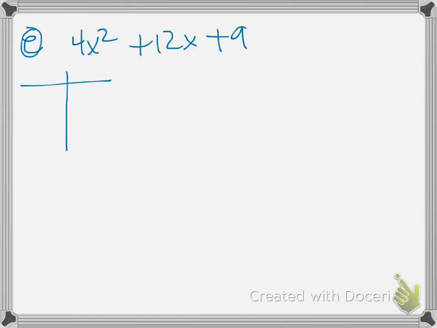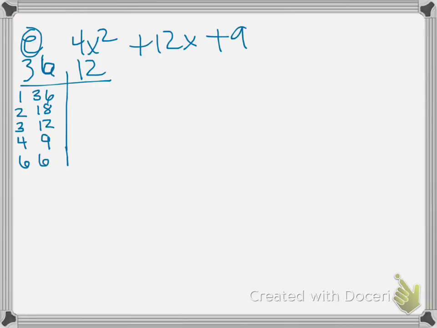So the last one we have is E, which is 4x squared plus 12x plus 9. So, run me through the steps. 4 times 9 is 36. Middle number is 12. Factors of 36. 1 and 36, 2 and 18, 3 and 12, 4 and 9. And the last one is 6 and 6, right?